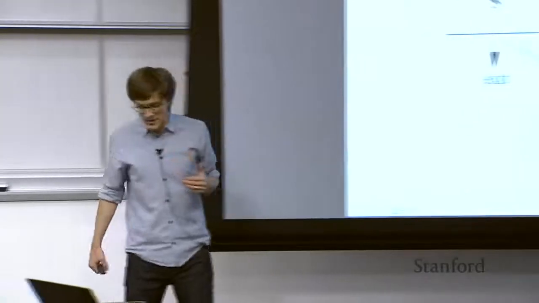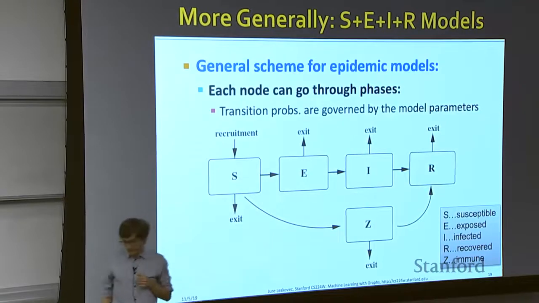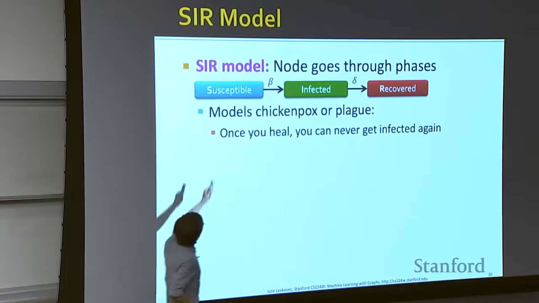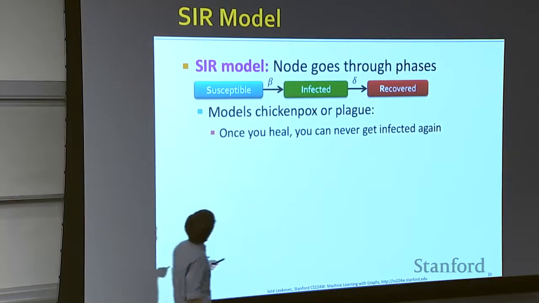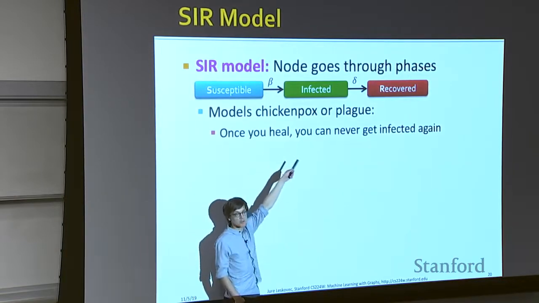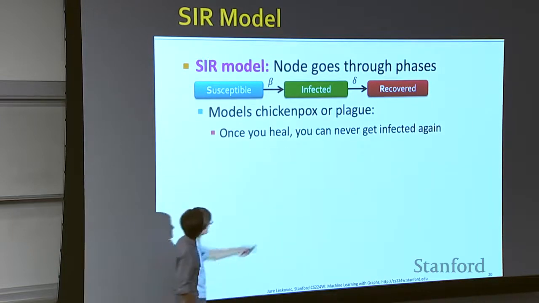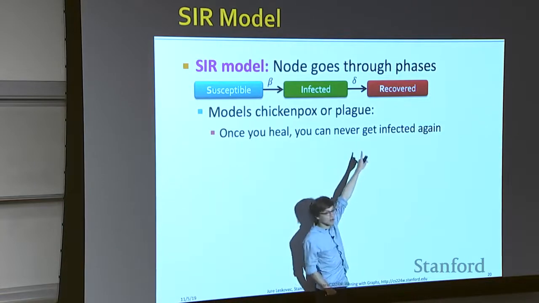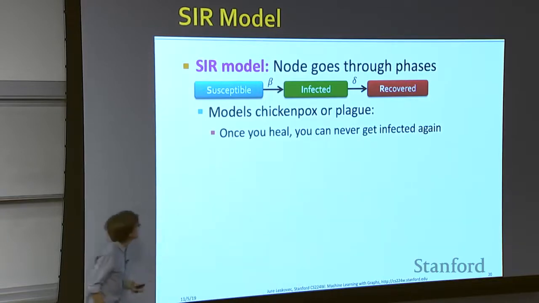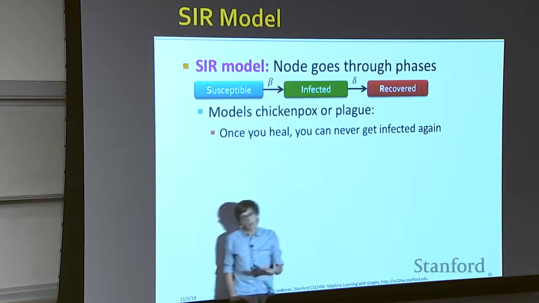And now, given the disease, these boxes and these states, this state diagram will be composed in a different way. So let me first tell you about the first model, which we will call the SIR model. SIR because it's susceptible, infected, recovered. And the node goes through these phases. And this would be a model of chickenpox or plague. Right? In chickenpox, you get the chickenpox and you can never have it again. Or in the case of plague, recovered you can think of as removed, which means dead. Okay? But you get the idea, right? Like you cannot be susceptible again. Right? So once you heal, you can never get infected again. Okay?